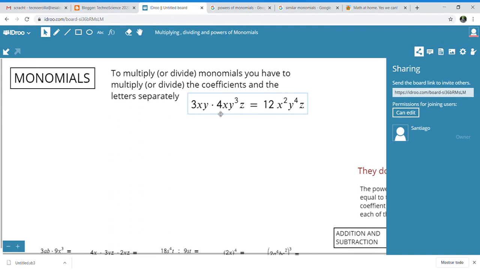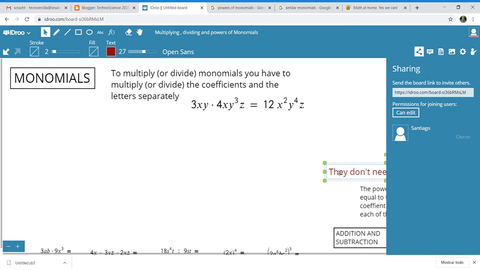We multiply y. y to the power of 1 times y cubed is y to the power of 4. And we multiply z. It is z to the power of 1, because here it is supposed to have z to the power of 0. It doesn't appear because z to the power of 0 is 1. You know that 1 is our friend, 1 is everywhere. So here you have the solution of the product of two monomials.